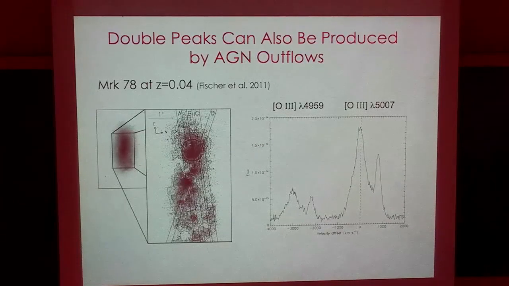So the reason we do this is because of things like outflows. This is a nearby galaxy with a well-known outflow. This is a map of the oxygen 3 emission from the outflow. The emission has various red shifts and blue shifts relative to systemic. And if you add it all up, you get this double peaked profile, which by now should look familiar to you, except this time it's not being produced by 2 AGN, it's being produced by 1 AGN with an outflow.